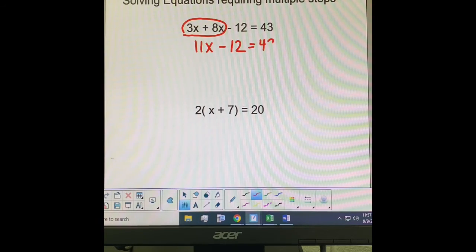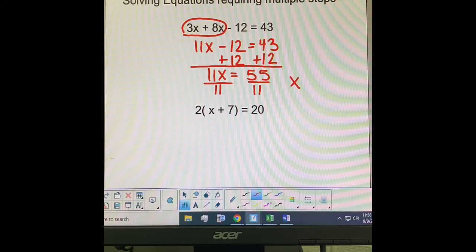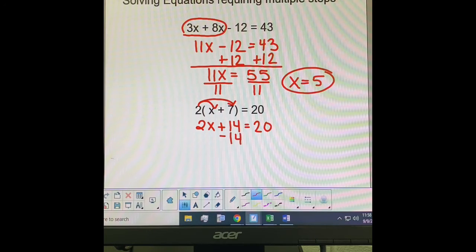8x and 3x is 11x. And now you have a basic two-step equation and you follow the same rules. You add or subtract first, and then you multiply or divide. In this next question, you have to distribute first. You have to multiply the outside coefficient of 2 by each term inside the parentheses.